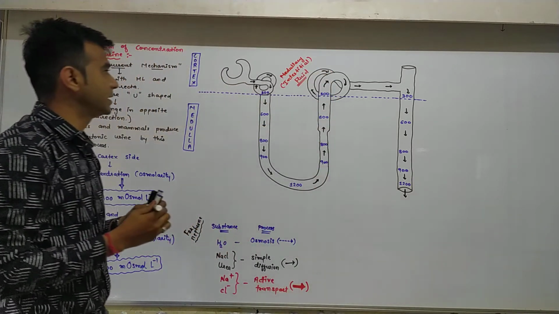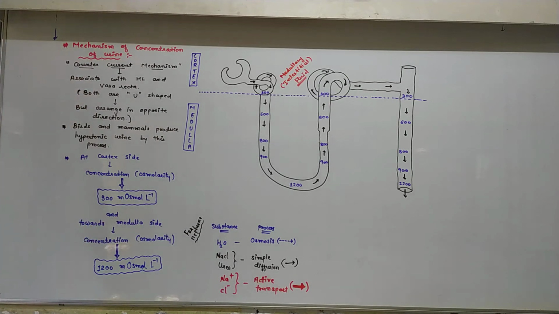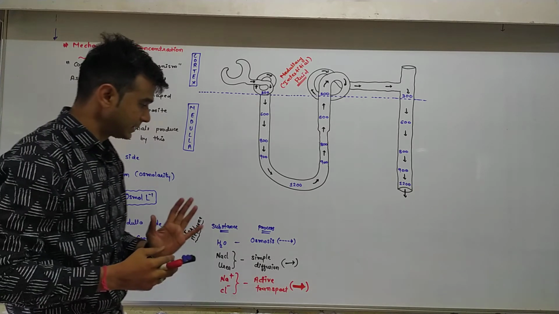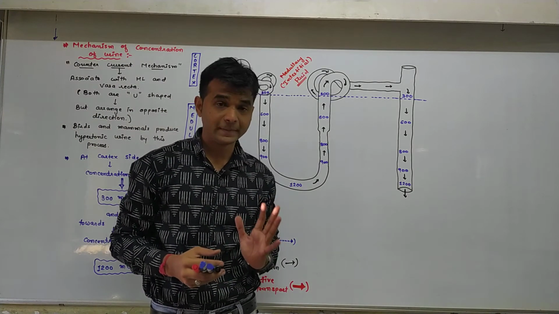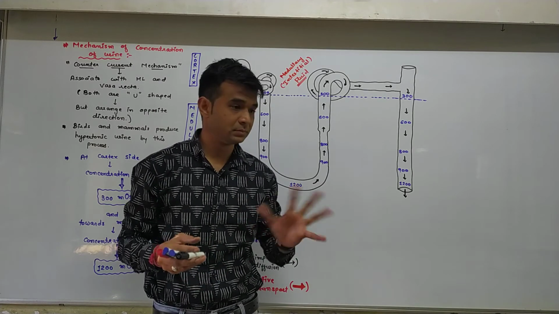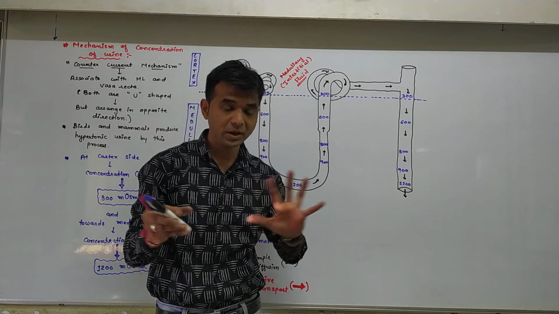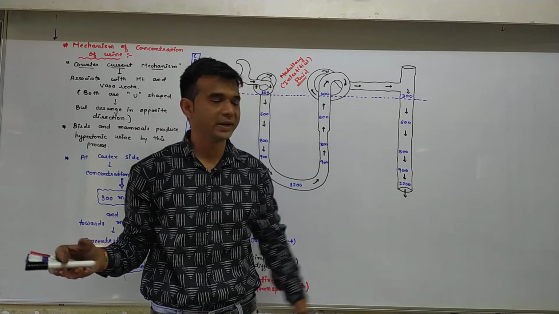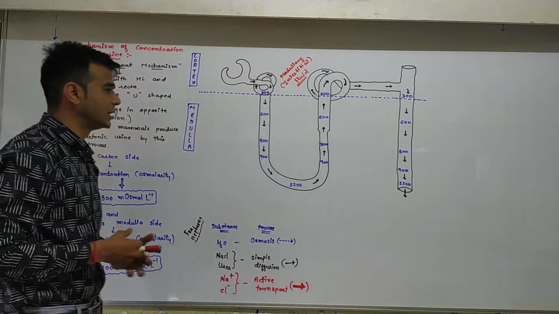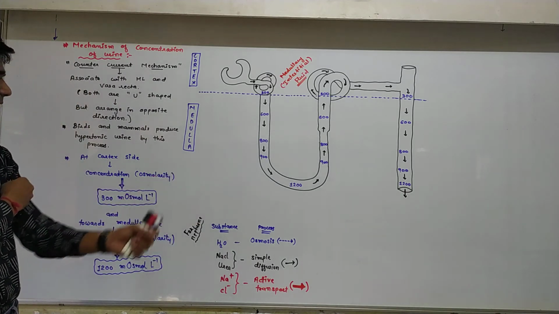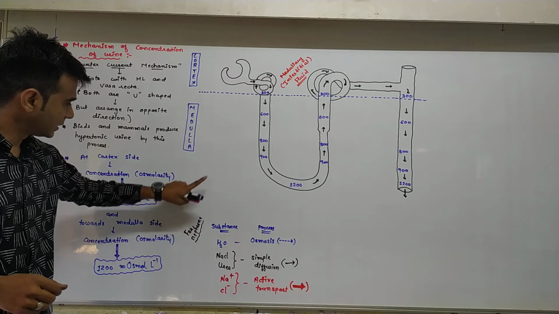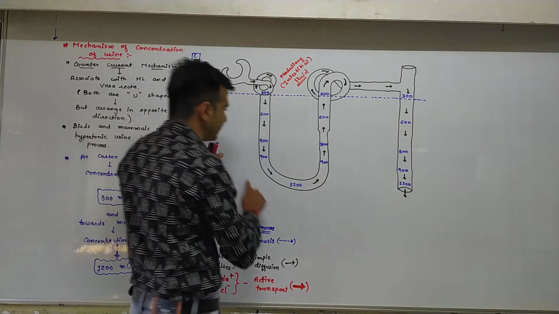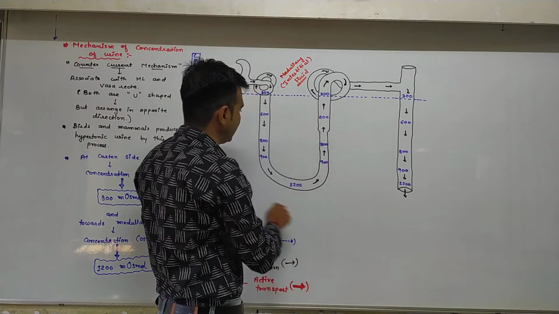Okay, now dear students, please pay attention. I can start the countercurrent mechanism, but at the end of the whole diagram you may be confused about which substance goes where. Fine. One by one we will take this in detail, for the nephron, the U-shaped loop of Henle and the vasa recta.